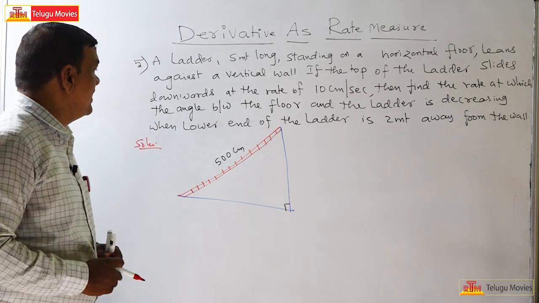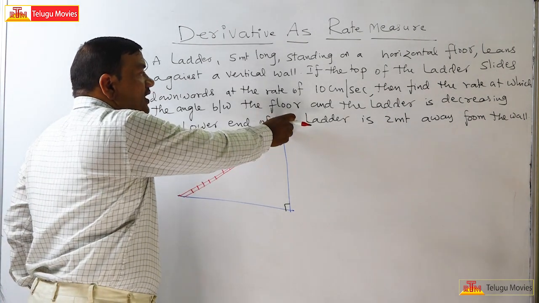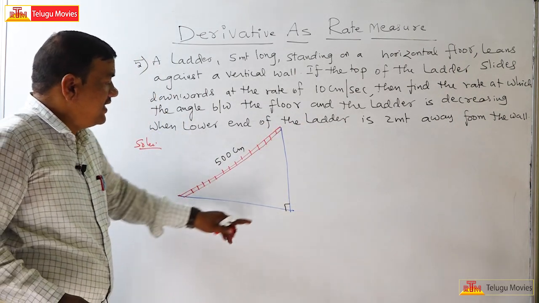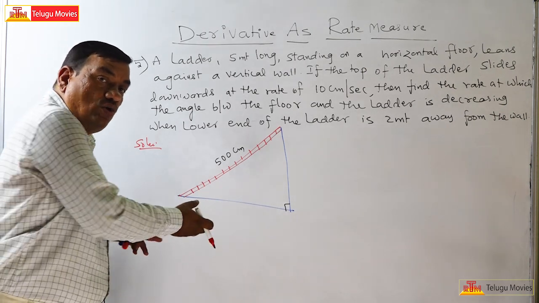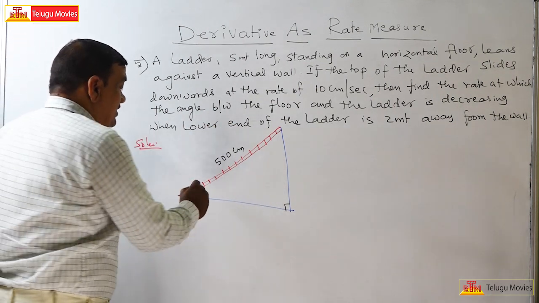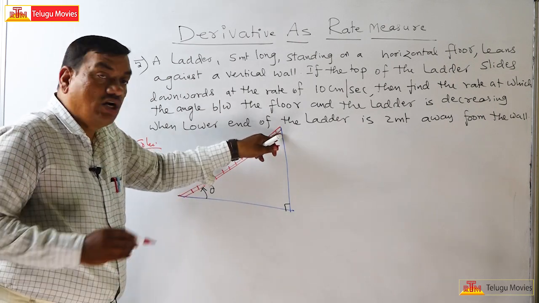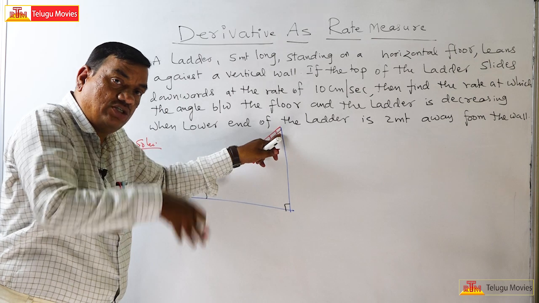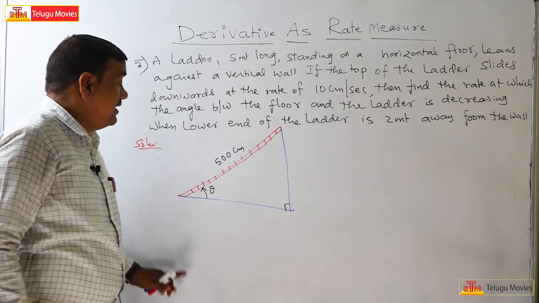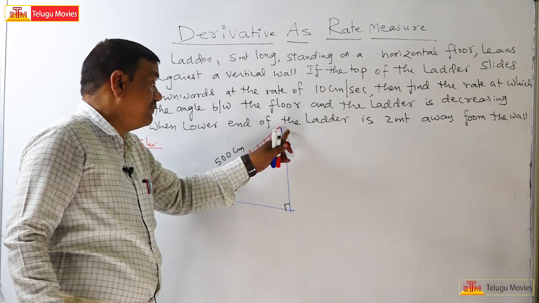If the top of the ladder slides downwards, so the top of the ladder slides down, automatically the bottom of the ladder also will go away from the wall. The angle between the floor and the ladder is decreasing. So this is the angle between the floor and the ladder. When the top of the ladder slides down, this theta also goes on decreasing. Understand? It depends upon this y value. How much theta is decreasing depends upon this y value.